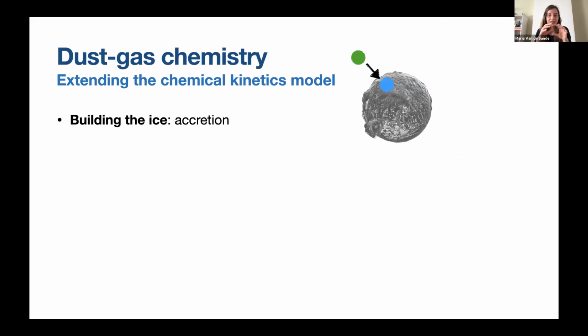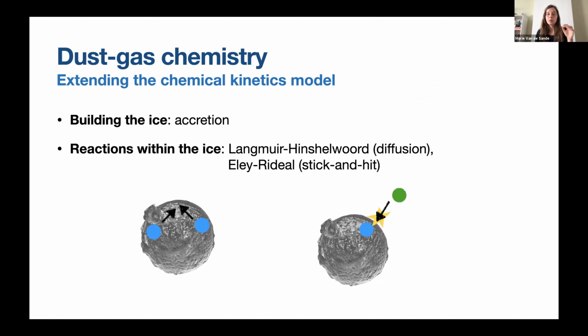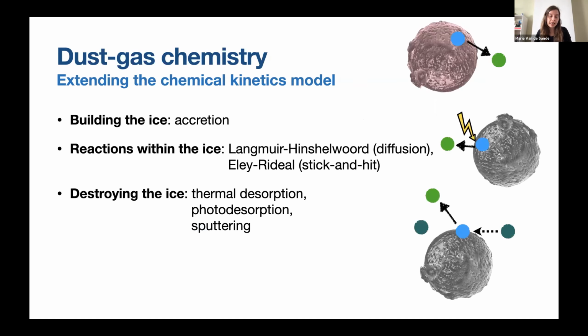We allow for gas phase particles to accrete onto the dust, and this way they form an ice mantle. It's a physisorbed ice mantle, so it's not actually part of the dust. Once on the surface, reactions can still occur, either via the diffusive Langmuir-Hinshelwood mechanism, where ice species hop around, meet and react, or the Eley-Rideal mechanism, so gas phase species bumping into an ice species and reacting. The ice can be destroyed via thermal desorption, where the dust is too hot to handle, or photodesorption, where a UV photon knocks off an ice particle and pumps it back into the gas phase. We also include mechanical sputtering, so collisions with gas phase molecules can chip away some of the ice.